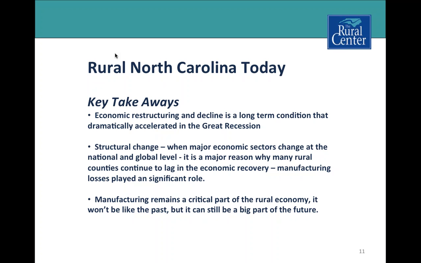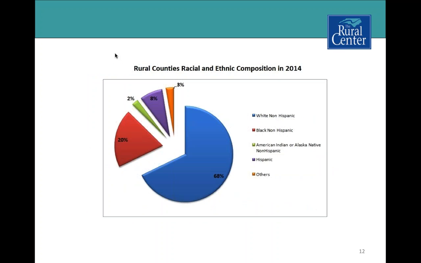Three, despite the loss of manufacturing jobs, rural North Carolina has lost over 300,000 manufacturing jobs between 2000 and 2014, though we've had a recovery of late. Even with that, manufacturing remains a critical part of the rural economy. It won't be like the past, but can still be a big part of the future. So let's talk about the rural population.